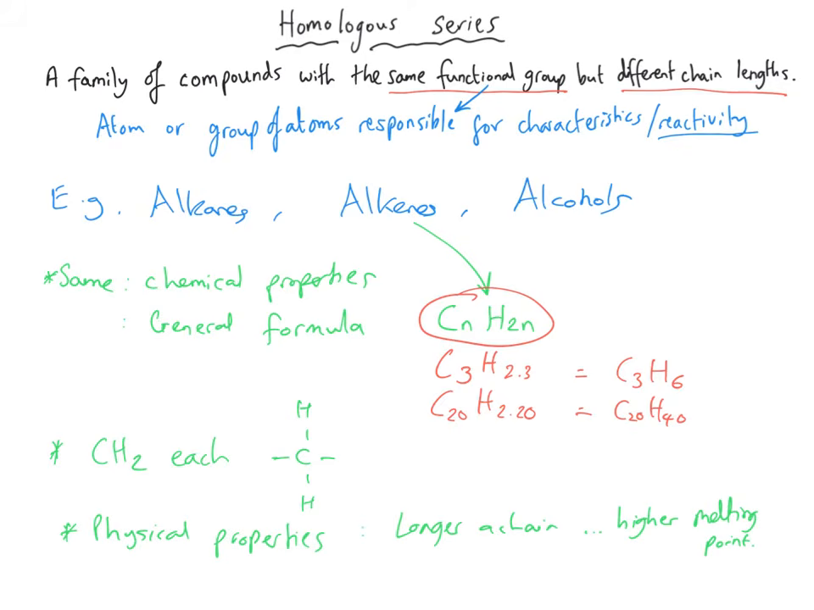So members of a homologous series have the same functional group, which is the reactive part of a molecule. They've got the same chemical properties as a direct consequence of that. They've got the same general formula, which for alkenes is here. They grow by CH2 each time, and as a consequence of that, their physical properties, which is not reactivity, but as a result of having a longer chain, we can say that the molecule will have a higher melting point or boiling point.